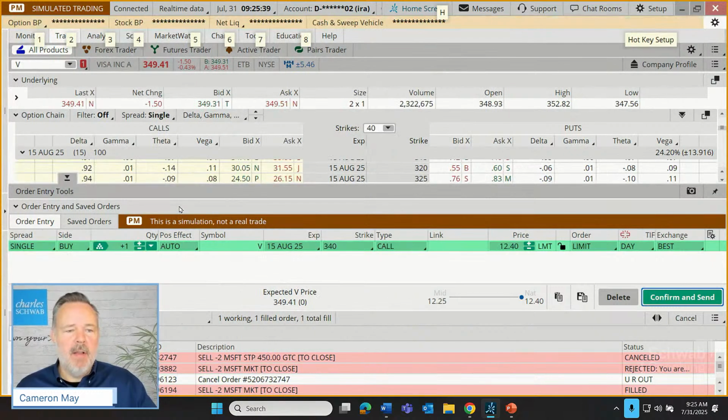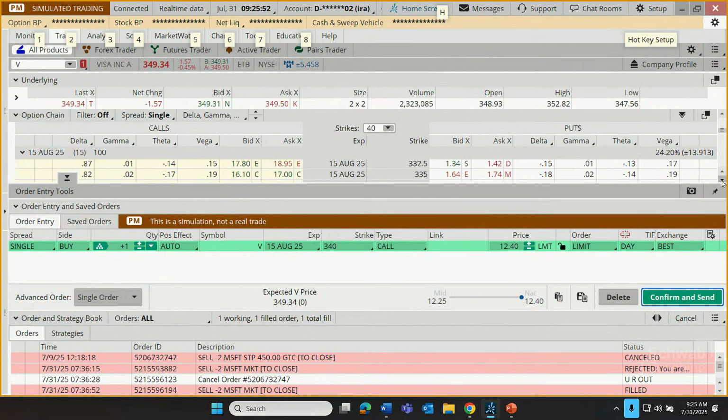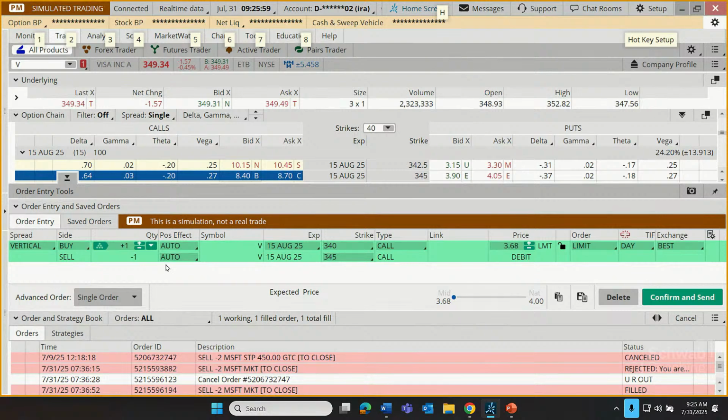Let me just hide this left column for a moment, so we can see the full order that we're putting together. This brings up an order to buy one contract, buying one of the 340 calls. But then I can go back up to the option chain, and while I'm holding down the Control key, I'm going to click on the bid price for the option that I intend to sell. And that creates that vertical spread. So there we go, buying the 340, selling the 345. It looks like maybe a 365 debit.